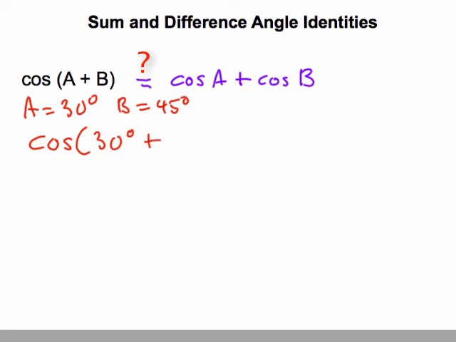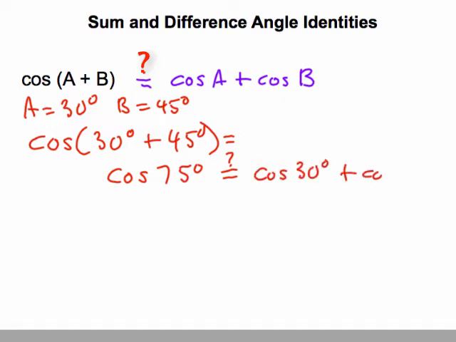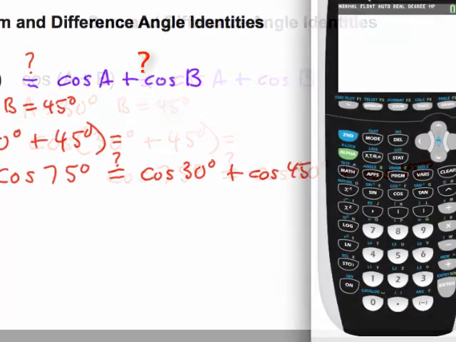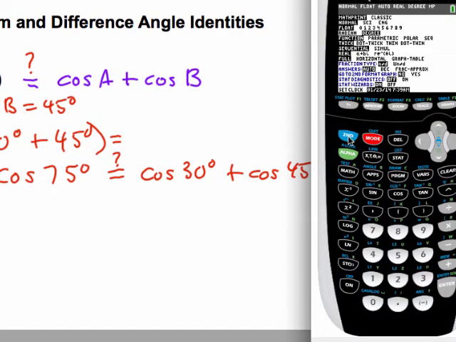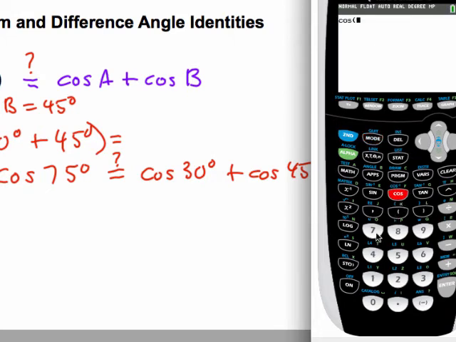So what we're saying is we want to know whether the cosine of 30 plus 45, which is the same thing as the cosine of 75, is equal to, and we're just going to put a question mark here because we don't know whether this is true or not, the cosine of 30 degrees plus the cosine of 45 degrees. Alright, so we bring out our calculator in degree mode and let's type in each side independently. The cosine of 75 degrees, the approximation is that, and on the right side the cosine of 30 degrees plus the cosine of 45 degrees, is that the same?